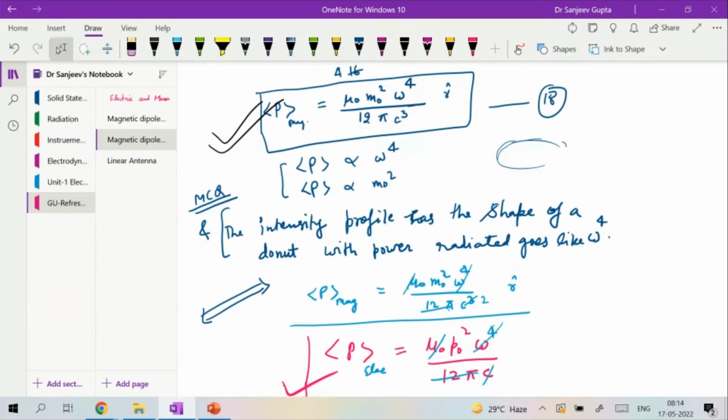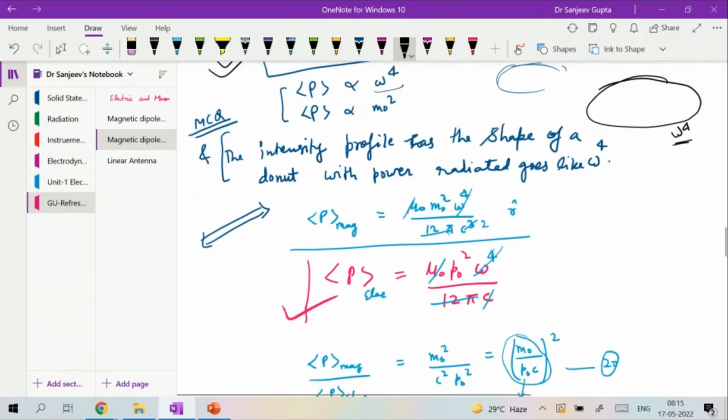Now you can always have an MCQ type question like that. P due to the magnetic dipole radiation goes as omega to the power 4, and always m0 to the power 2. So that is the intensity. If I make the intensity profile, it has the shape of a donut, and it radiates power like omega to the power 4. Always remember, this is an MCQ type question.